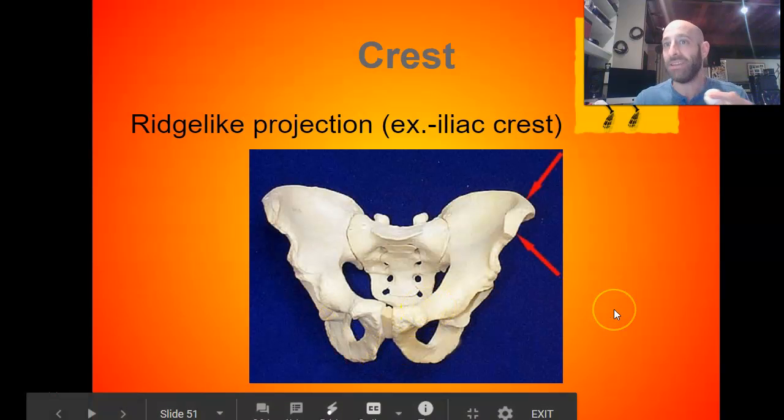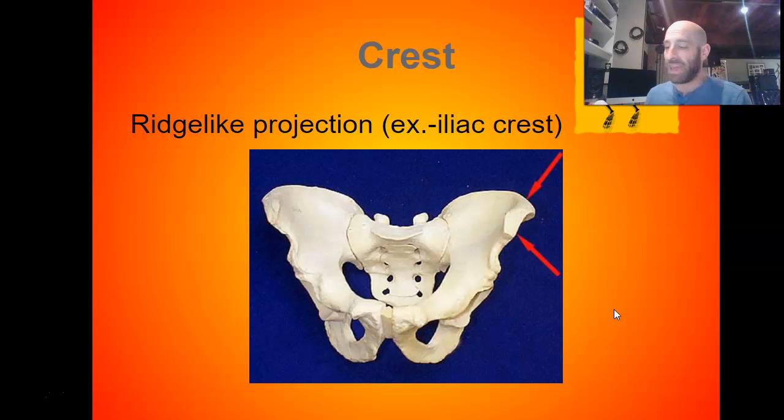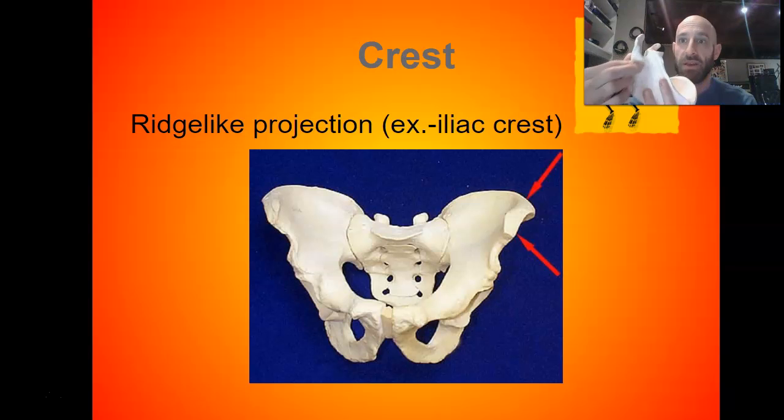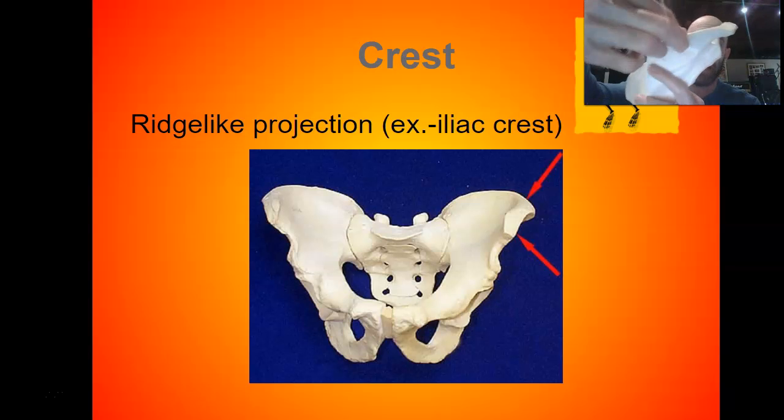A crest, what is the difference between a crest and a spine? Well, a crest is going to have a slight flattened edge to it. So it's a ridge-like projection. Well, so is a spine, right? The distinguishing factor between those is the spine is going to be very thin. So that's going to be that spine of the scapula.